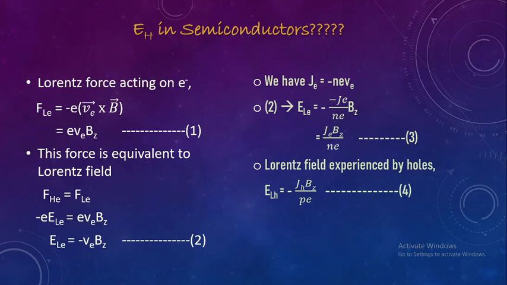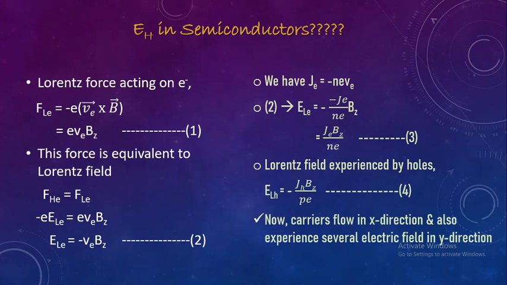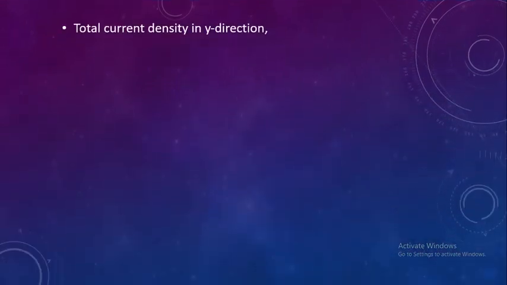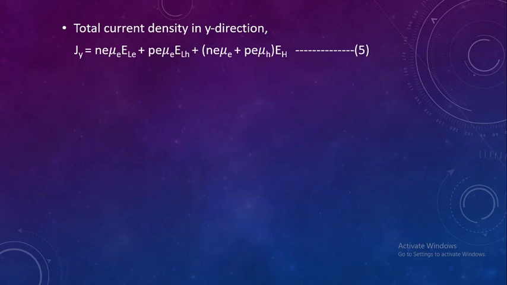Now let the carrier flow along the x axis, because we have considered the current along the x axis, and they also experience electric fields along the y direction. That will be the Lorentz field felt by the electrons, which is E_LE. Another one is the Lorentz field experienced by the holes, E_LH, as well as the Hall field, which is experienced by both the charge carriers, denoted by E_H. So all three contributions we need to consider, and that's why the total current density along the y direction is taken as J_y equals n e mu_e E_LE plus p e mu_h E_LH plus (n e mu_e plus p e mu_h) into E_H.